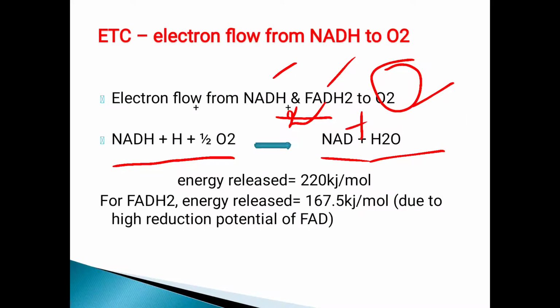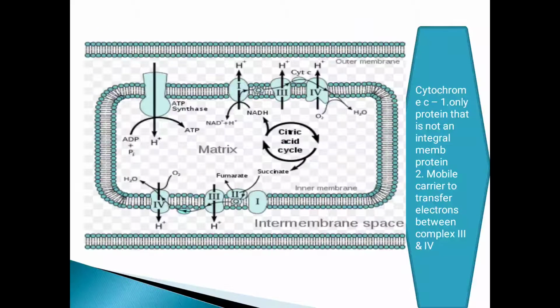And similarly, FADH2 also gets oxidized, forming FAD positive as well as releasing electrons. So the energy released during the oxidation of NADH2 is up to 220 kilojoules per mole, and in the case of FADH2 the energy generated is 167.5 kilojoules per mole. This is due to the high reduction potential of FAD, which forms these kinds of differences.